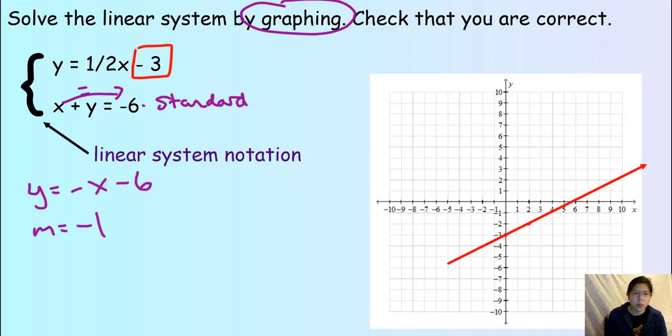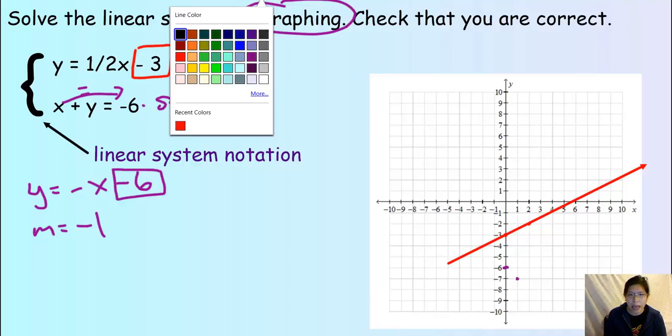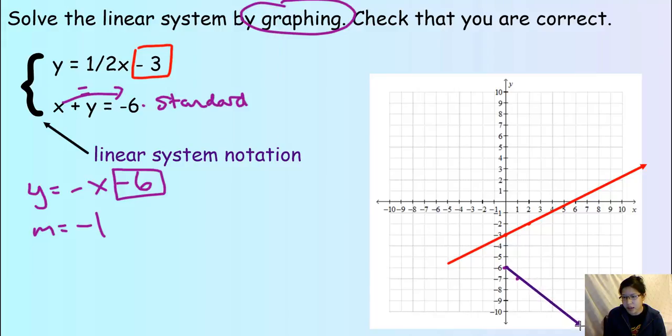So if we're graphing the other part, my y-intercept, or my initial value, is negative 6. So I'm going to put a dot at negative 6. And my slope is negative 1. So I can go down or I can go left for my rise. I'm just going to go down 1. And I'm going to go to the right 1. And I know that this is negative because it's going down towards the bottom right. As my x values are getting bigger, my y values are getting smaller. That's how you know you have a negative slope.